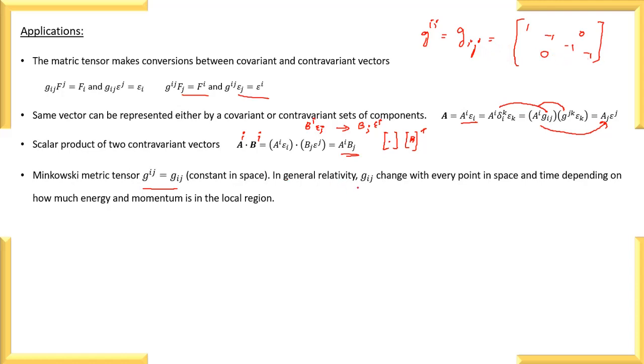But in the case of general relativity, g_ij is not equal to its reciprocal, and it is not a diagonal metric. In general relativity, in Riemannian space, g_ij is also a 4 by 4 tensor, with g00, g01 up to g03, and here we have g33 with all the other elements. So every point has its own values. Sometimes some of these values may go to zero. These values depend upon how much energy or momentum is present in the local region of that point in the manifold.